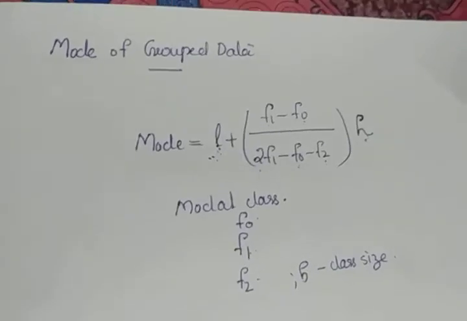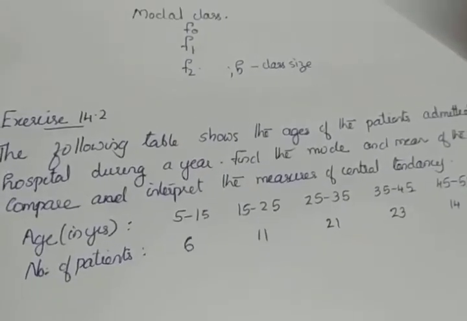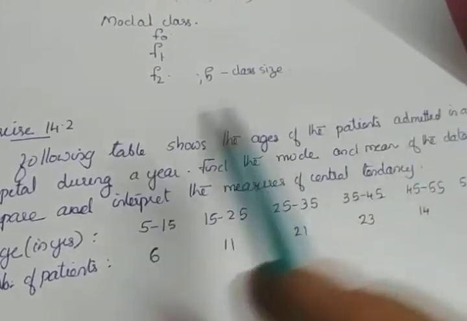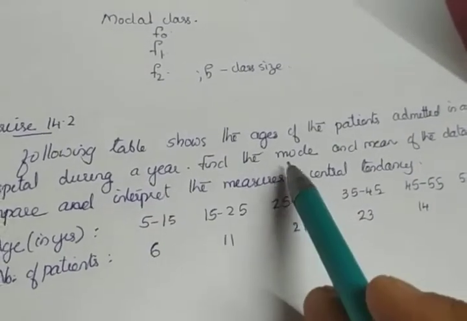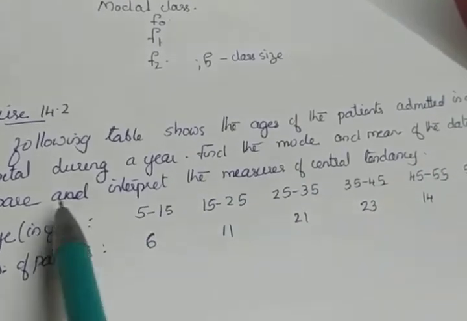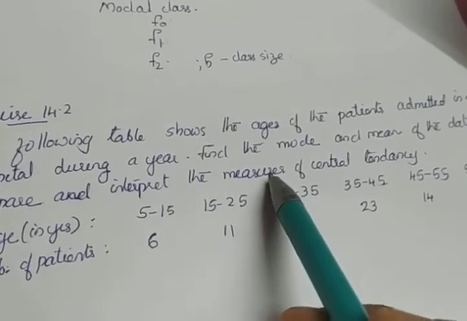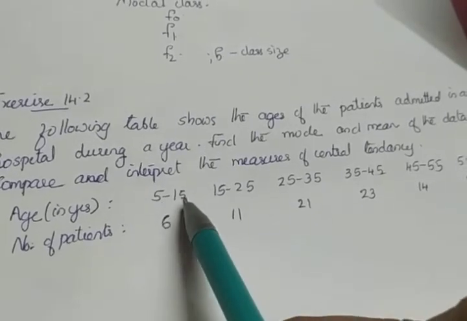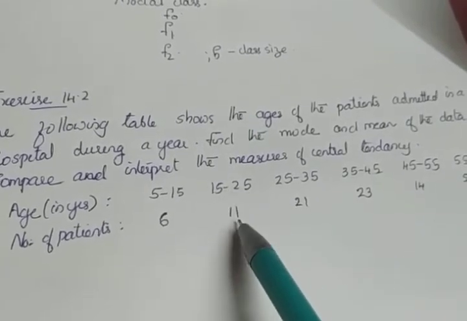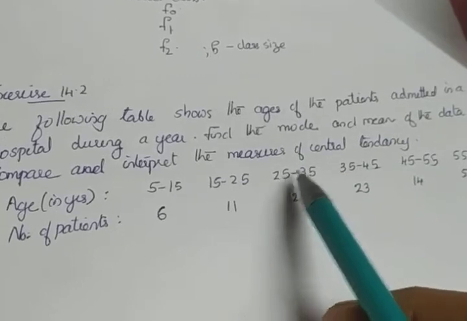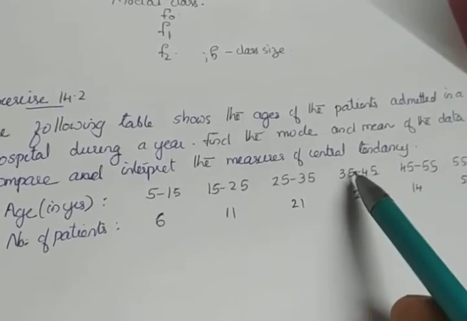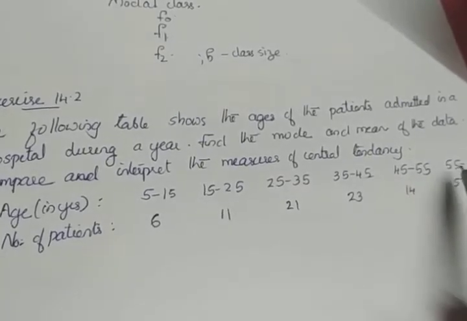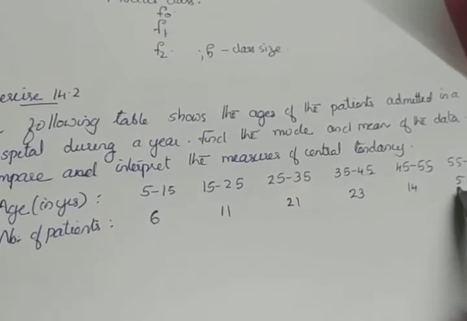And so the first question on exercise 14.2. The following table shows the ages of the patients admitted in a hospital during a year. Find the mode and mean of the data. Compare and interpret the measures of central tendency. Age and number of patients are given. 5 to 15 it is 6, 15 to 25 it is 11, 25 to 35 it is 21, 35 to 45 it is 23, 45 to 55 it is 14, 55 to 65 it is 5.